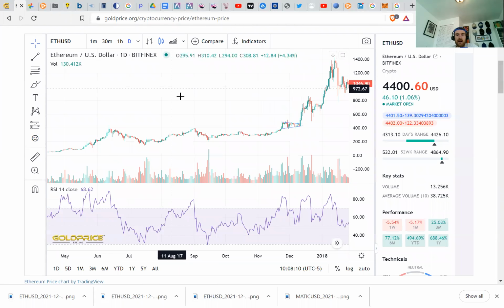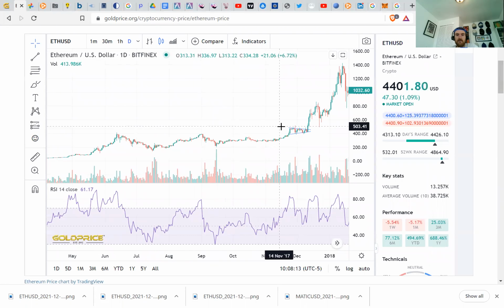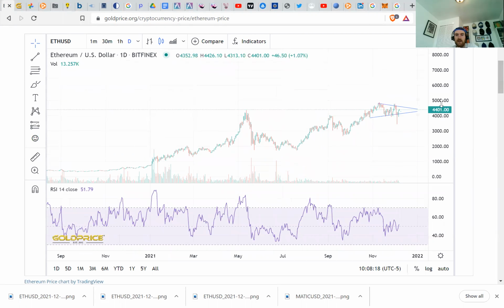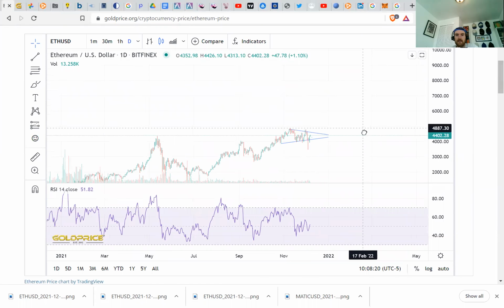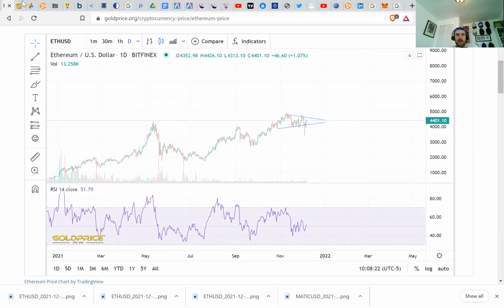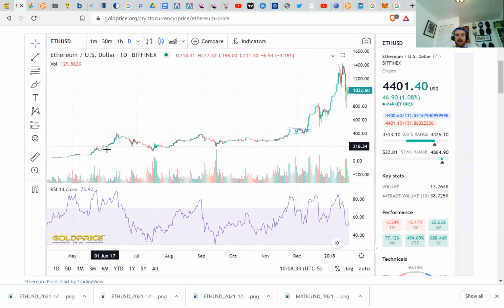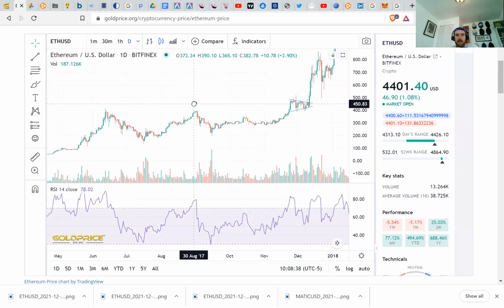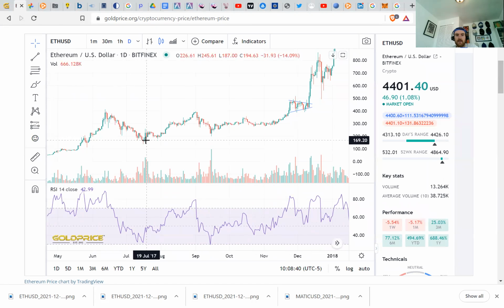I think that this fractal that we're looking at here is very similar to what we're looking at here, especially if you zoom out and think about it like this. We had a big run up, a correction, another run up, another correction, a run up, and then a chop correction. Let's see if we get that in 2017. Okay, we had a run up, correction, run up, correction, we went up, and now we're chopping.